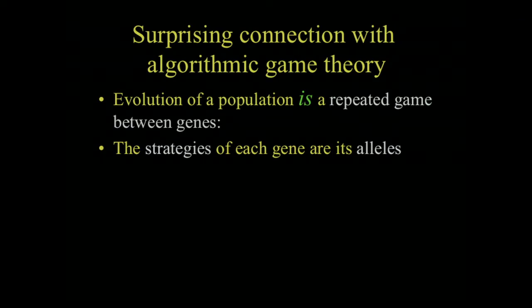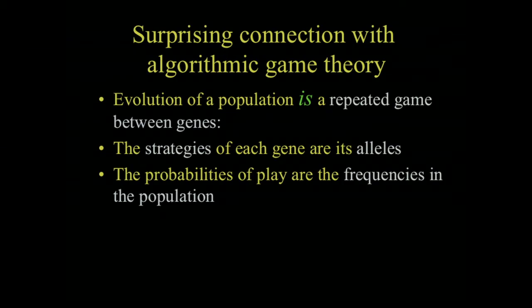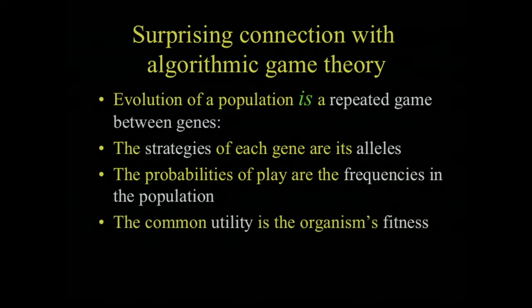In this room, probably there are three or four variants of the hemoglobin gene. So the probabilities of play are the frequencies in the population. The common utility is the organism's fitness. So this is not Dawkins' selfish gene. This is community-minded genes. They all care about the species' fitness, but each one has a game to play. It's a coordination game, if you wish.